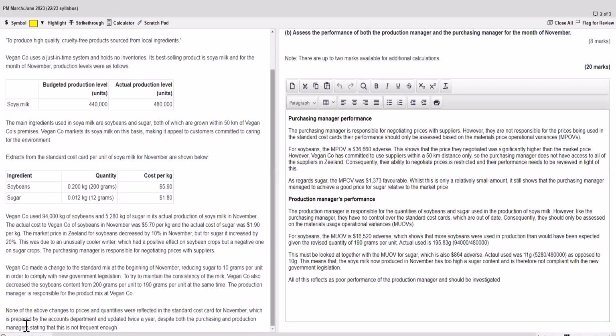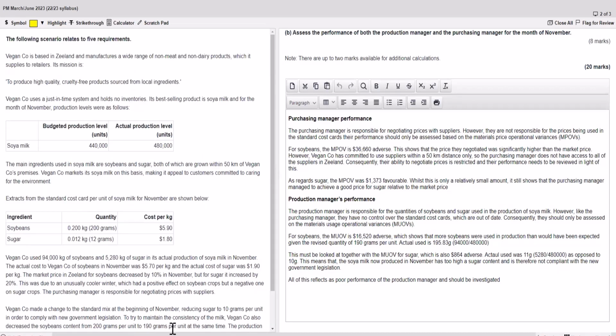But if you read down here, none of the above changes to prices and quantities were reflected in the standard cost card for November, which was prepared by the accounts department. It's the accounts department that do the standard costing, and it's only twice a year, despite both the purchasing and production managers stating it's not frequent enough. So clearly we need to be clear and say to the examining team that they should only be assessed based on price operational variances, all right?